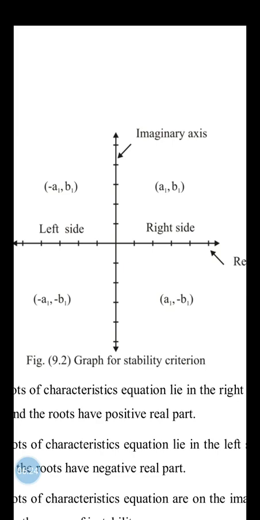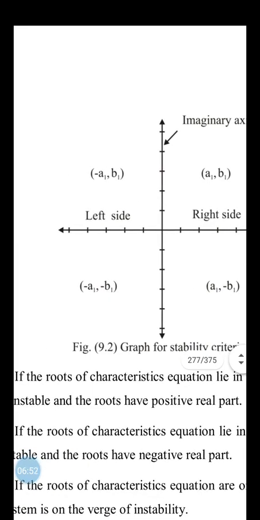The right side of the imaginary axis is to the right, and the left side is to the left. If the roots of the characteristic equation lie in the right side of the plane, that is, to the right of the imaginary axis, the control system is unstable and the roots have a positive real part. If the roots of the characteristic equation lie in the left side of the plane, the control system is said to be a stable system and the roots have negative real parts.